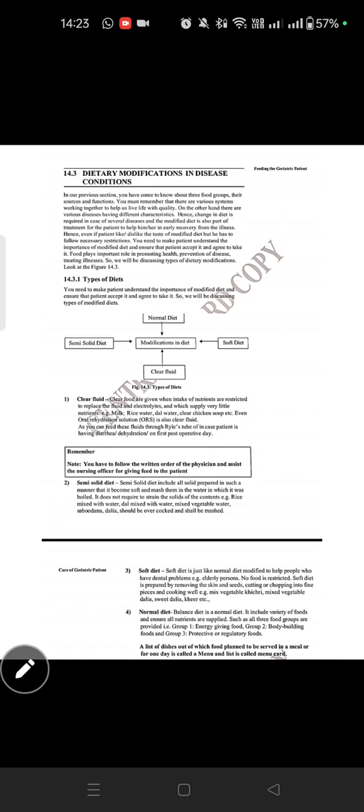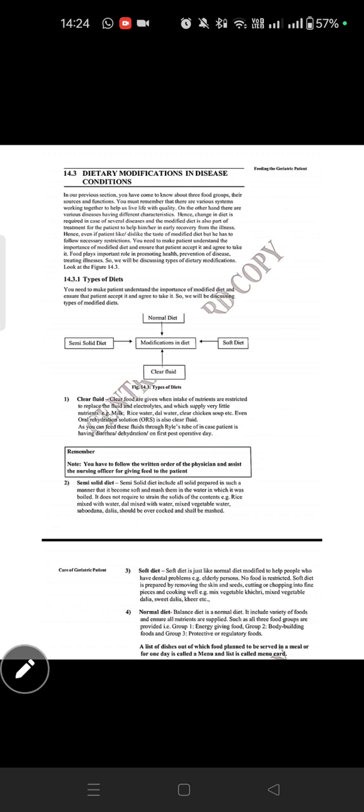Then what are the dietary modifications for the disease condition? We have the types of diet. So normal diet, semi-solid diet, soft diet, clear fluid. Clear fluid means any juices, ORS, then we can give rice water, ganji and all. We can give it through the tube or orally, we can start.